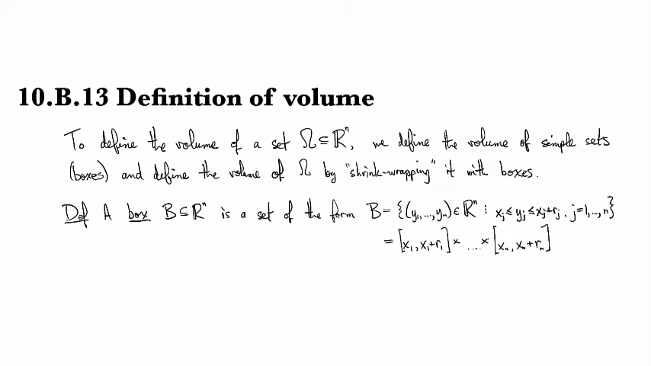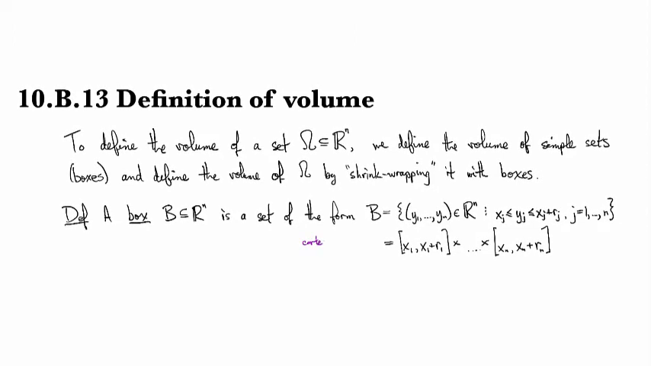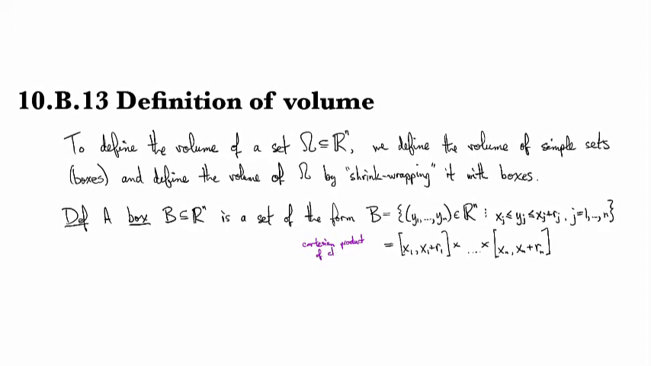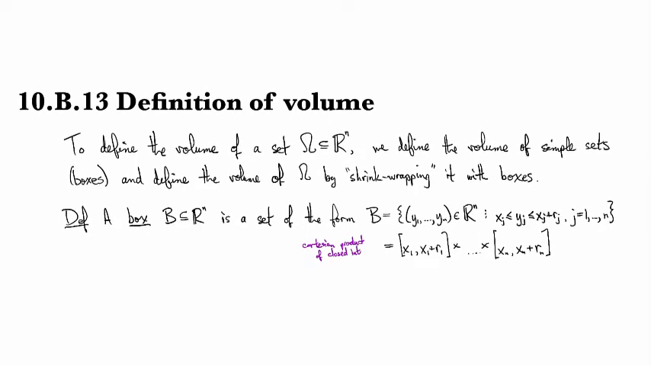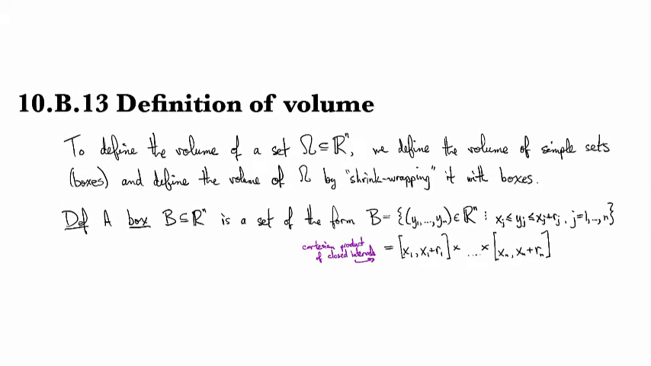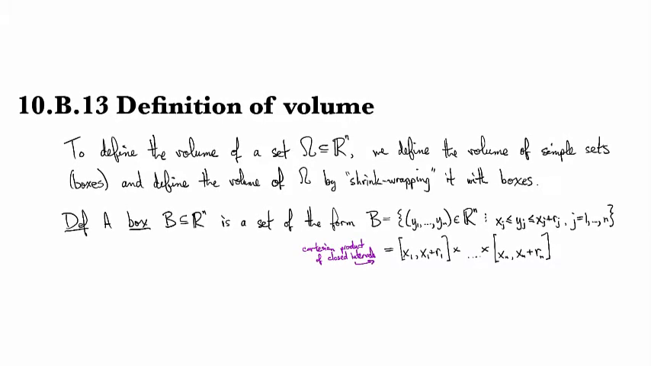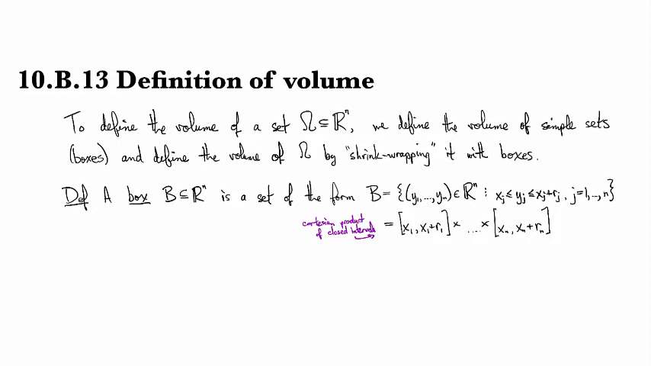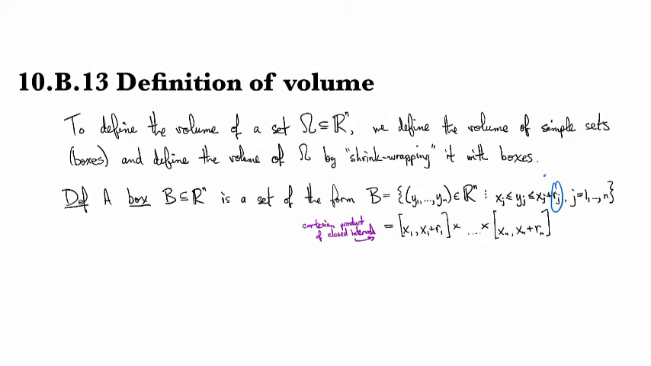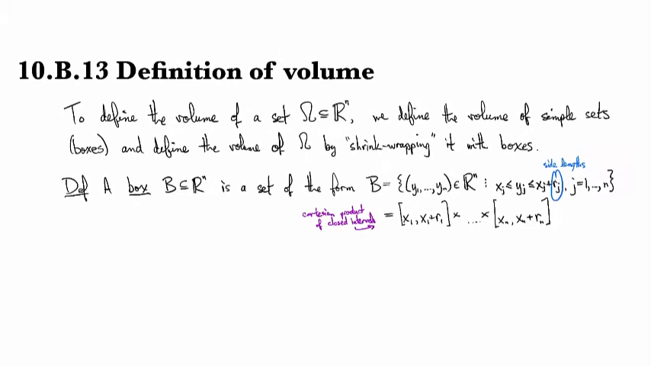So this is a Cartesian product of closed intervals. The book does it in terms of open intervals. I find it a little more convenient to use closed. It doesn't really make a big difference. And I guess it's worth pointing out here that these rj are the side lengths of the box that we're interested in.